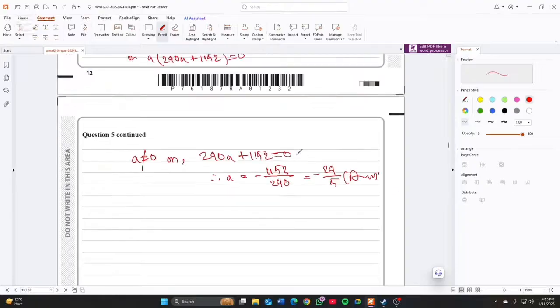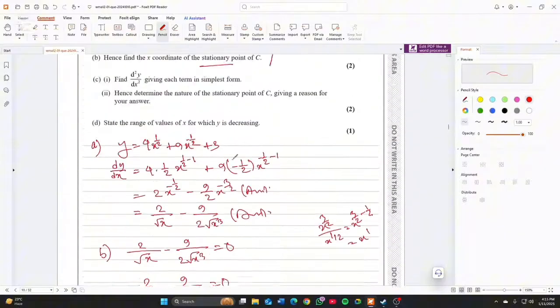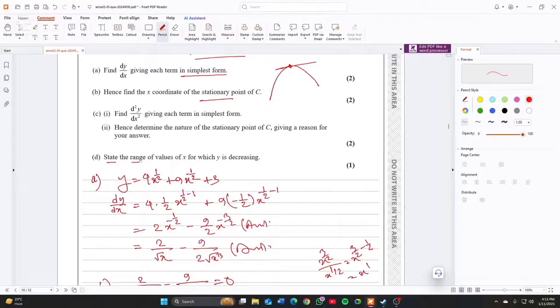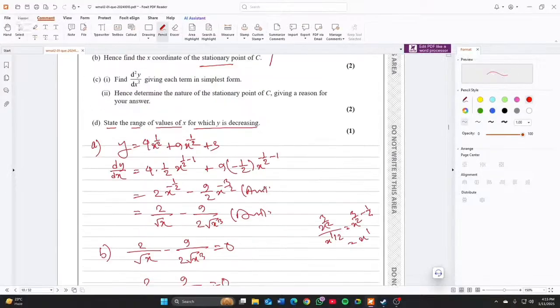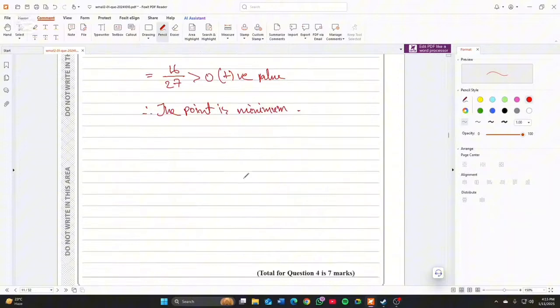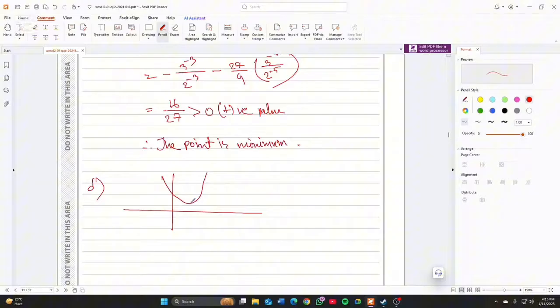Okay, before moving on to the next question, I think I skipped a part on the previous question. So I skipped this part. D said that state the range of values of x for which y is decreasing, right? For which y is decreasing. That means, look, if we plot the graph of y, the value was minimum, right? So the curve will be like this, like a U shape, right?